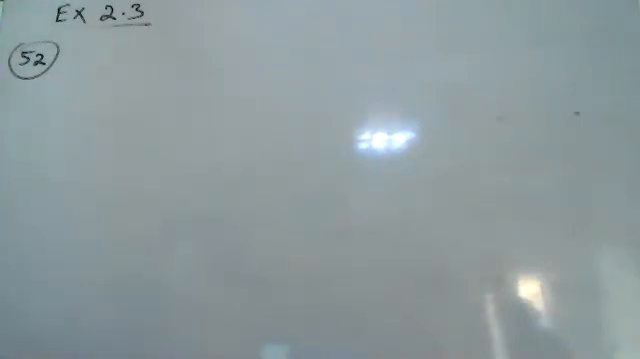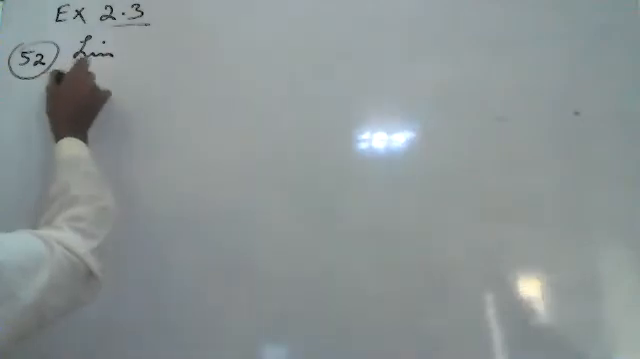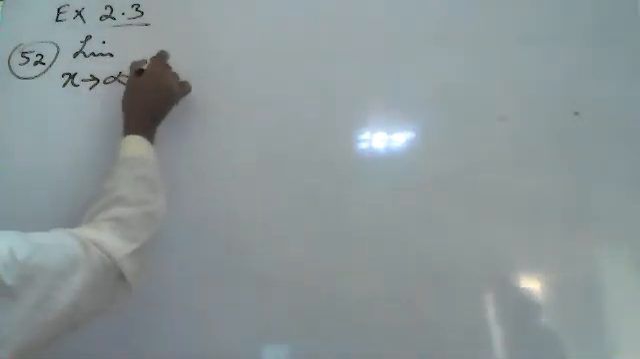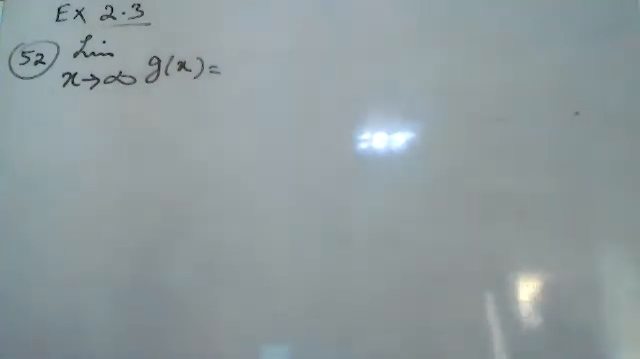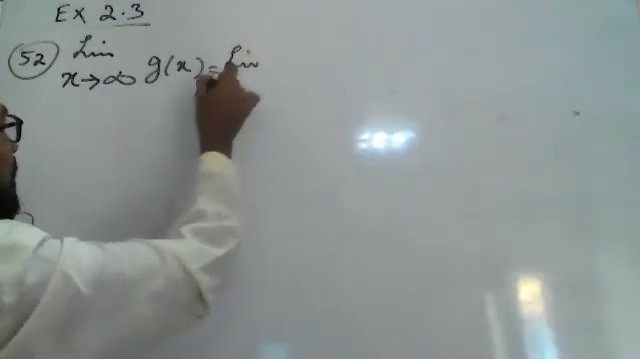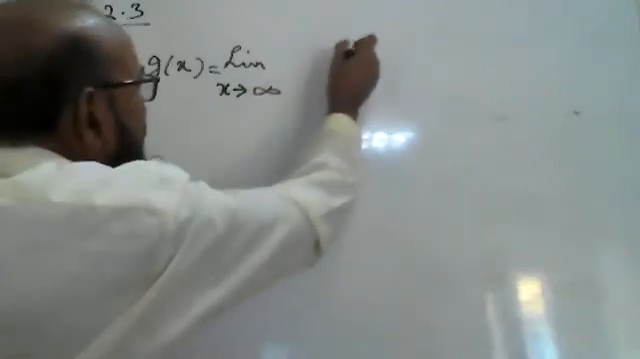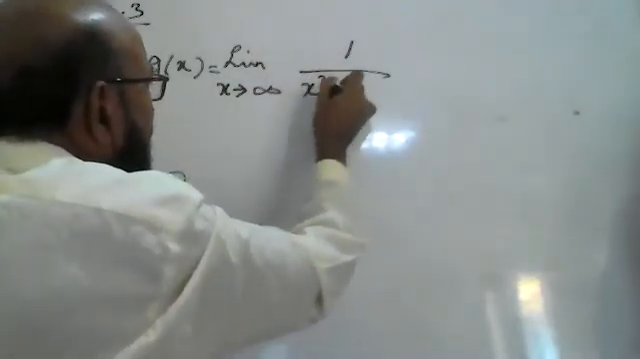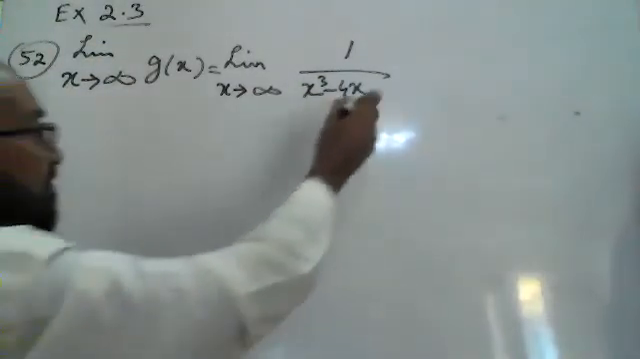Question number 52. Limit x tends to infinity, g of x is equal to 1 over x cube minus 4x plus 1.